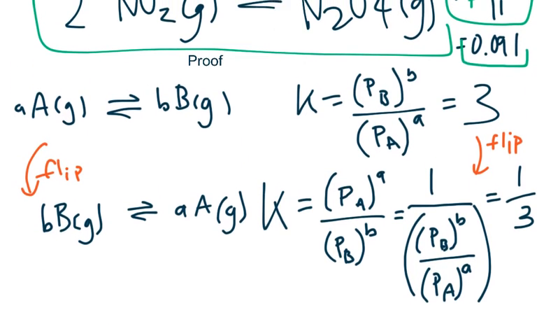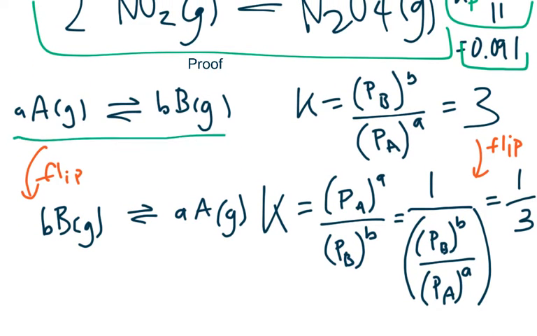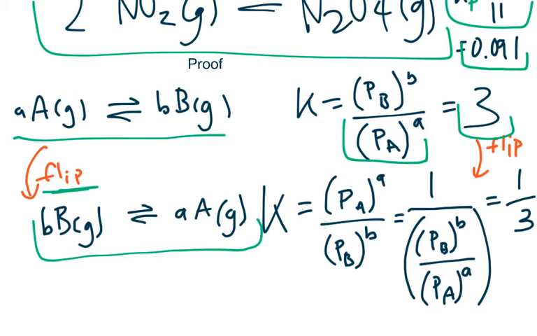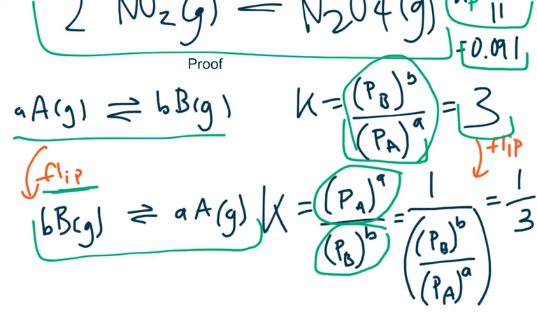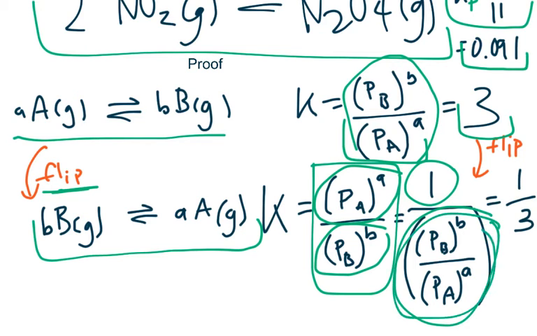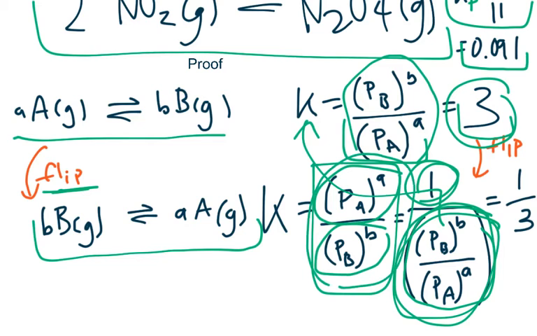Now let's prove to ourselves why this happens. So we have the same exact reaction, same exact equilibrium constant, and it's equal to 3. What happens if we flip the reaction? Well, our K will now be flipped, so it would be the partial pressure of A to the a power over the partial pressure of B to the b power instead of before. But if I rearrange this, I could write it as 1 over this, and notice how this was equal to our old K, which was equal to 3. So all I did was take 1 over the old equilibrium constant to get our new equilibrium constant.